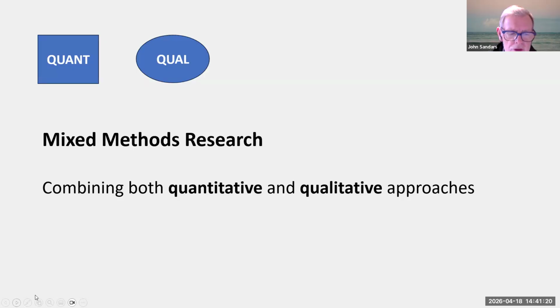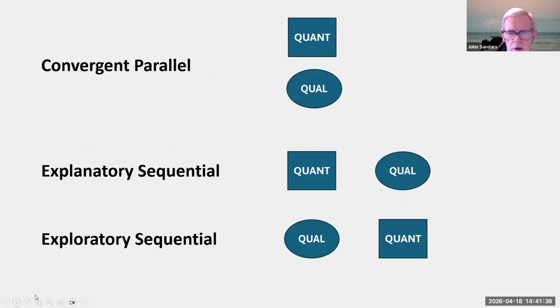So mixed methods research combines both quantitative and qualitative approaches. And the reason for doing this is to give a richer understanding than using just one single method. And there are these major approaches. And the 2 main approaches are what's called convergent parallel.